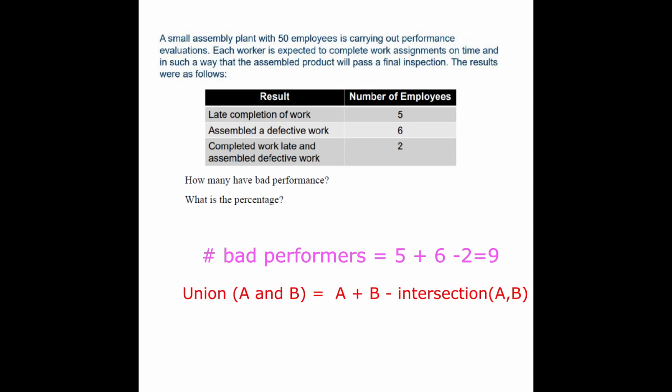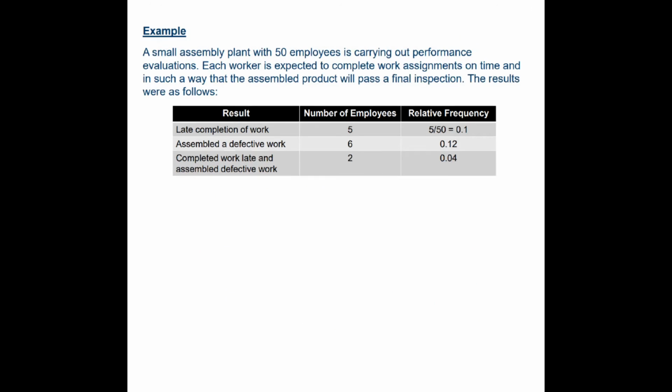If we use the formula, the union of A and B equals A plus B minus the intersection of A and B. We know the intersection of A and B is 2. 5 plus 6 minus 2 equals 9. For the percentage, we know the total number of employees is 50. So 9 over 50, we have 0.18. It is 18%. On the other hand, we can use relative frequency. So let's look at the last one.